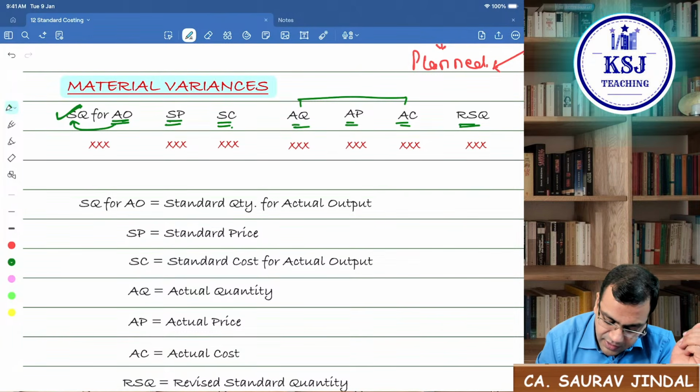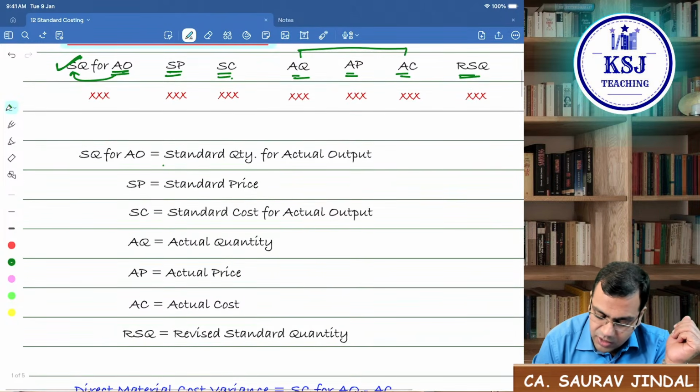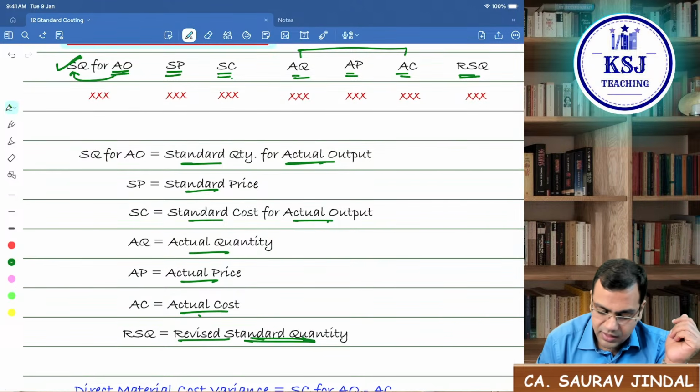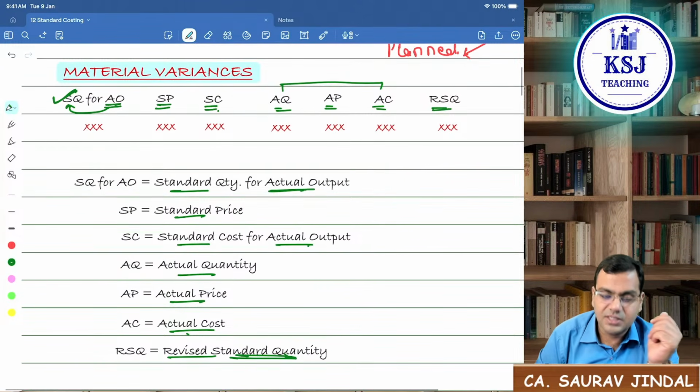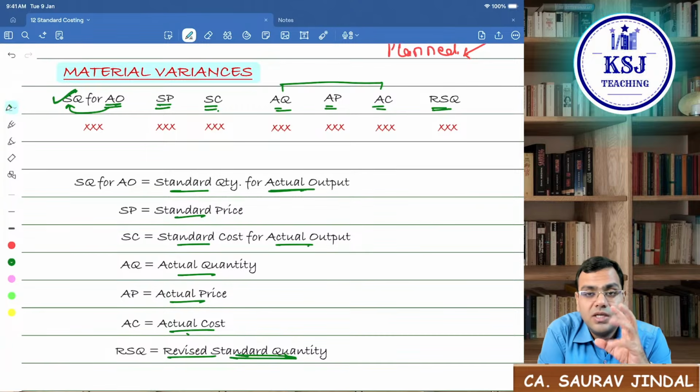Right? So I've given the terminologies here. SQ for AO means standard quantity for actual output. Standard price, standard cost for actual output, actual quantity, actual price, actual cost, and revised standard quantity. First of all, tell me this part. Is this table clear, what this table actually denotes? What is standard quantity for actual output? This is very important for you people to understand. Why are we calculating it? Is this part clear?